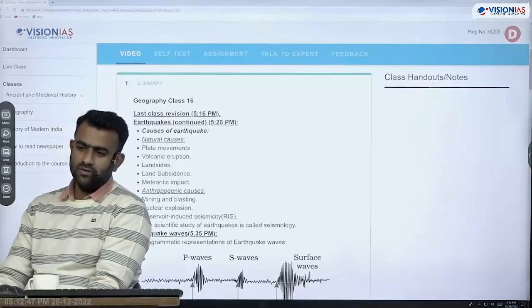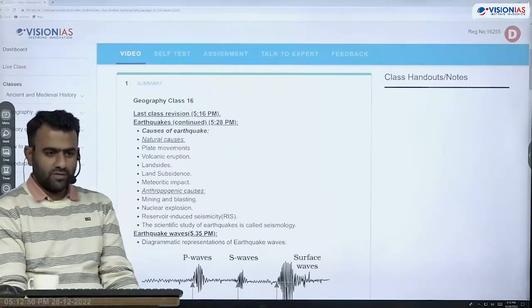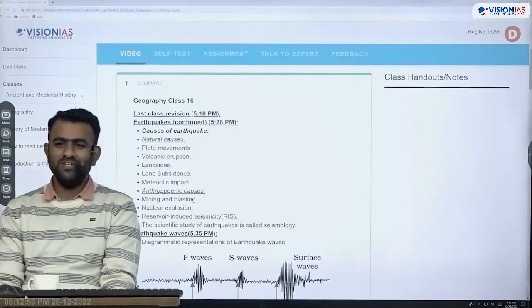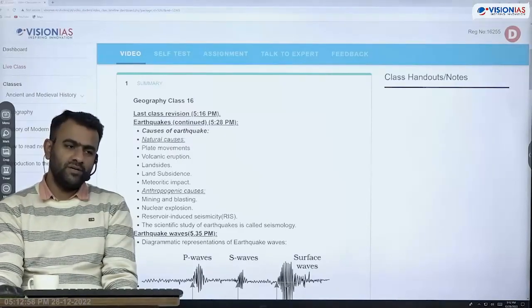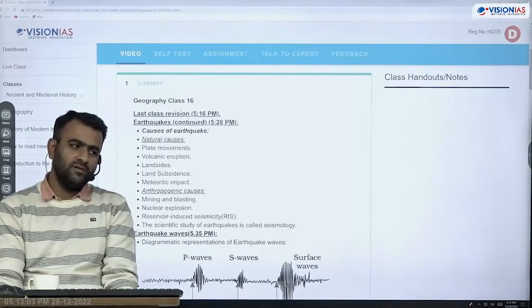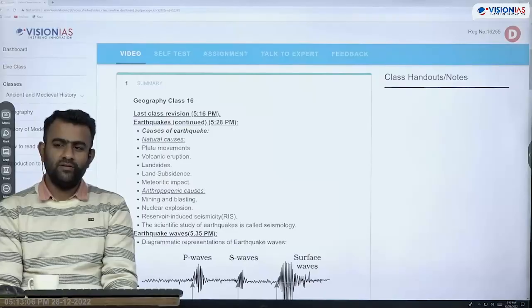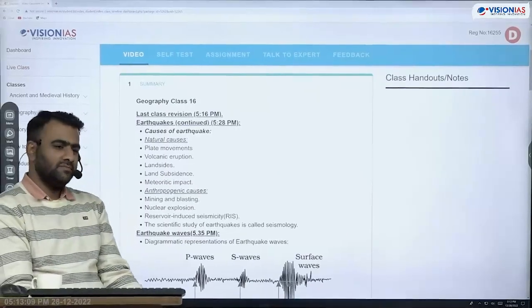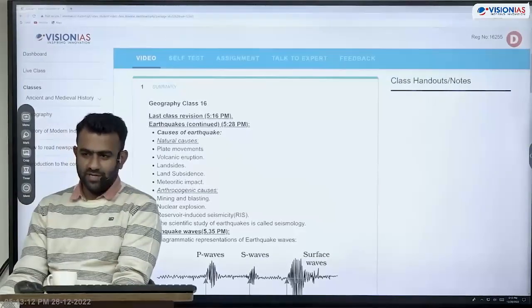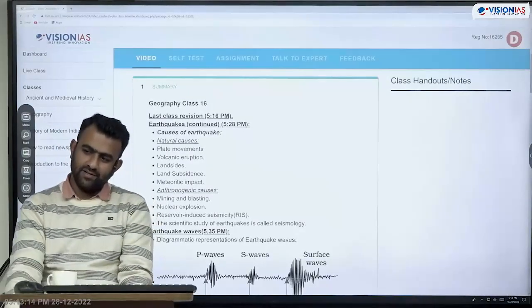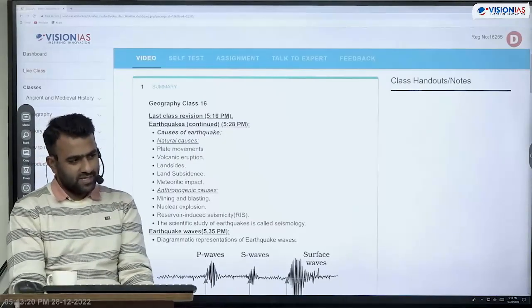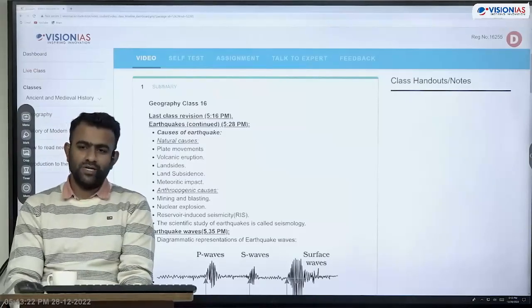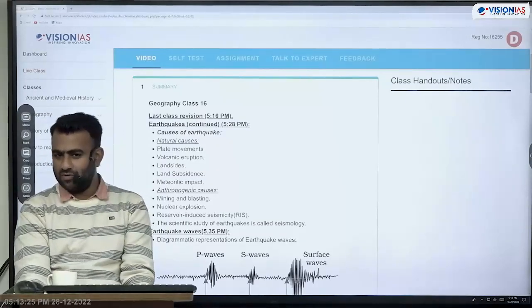Which is compression? Which is longitudinal? Which is transverse? S waves. Okay. Which one depends upon the rigidity of the material? Compressibility of the material. Density and compressibility, density and rigidity. Compressibility is P waves, rigidity is S waves. Since water is not rigid, that's why S waves will not travel through water.